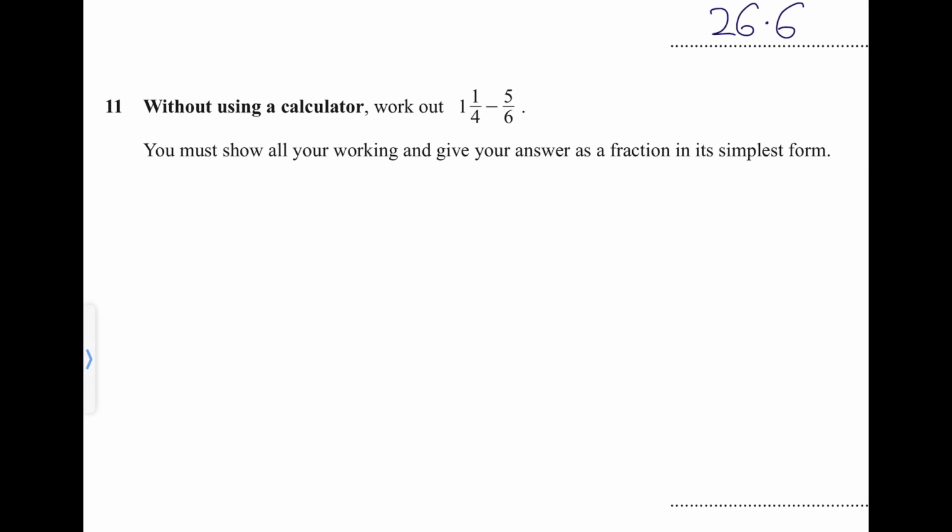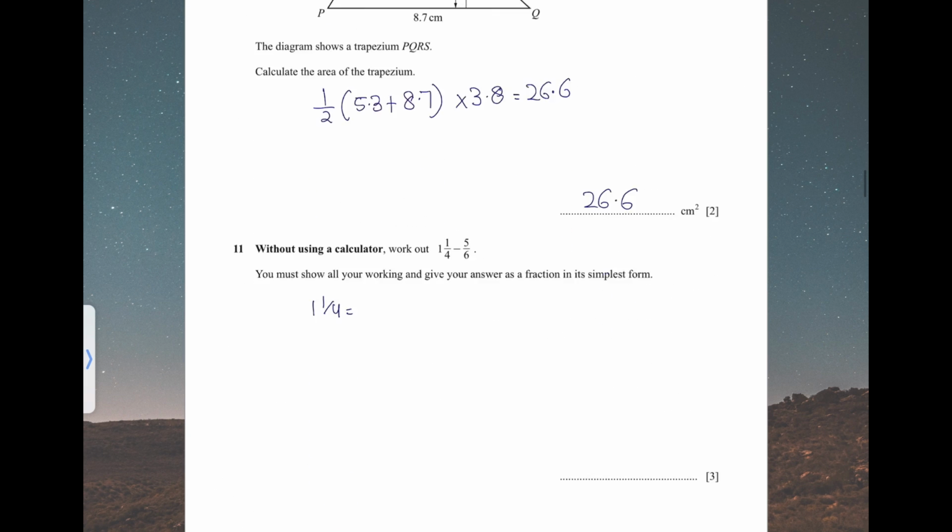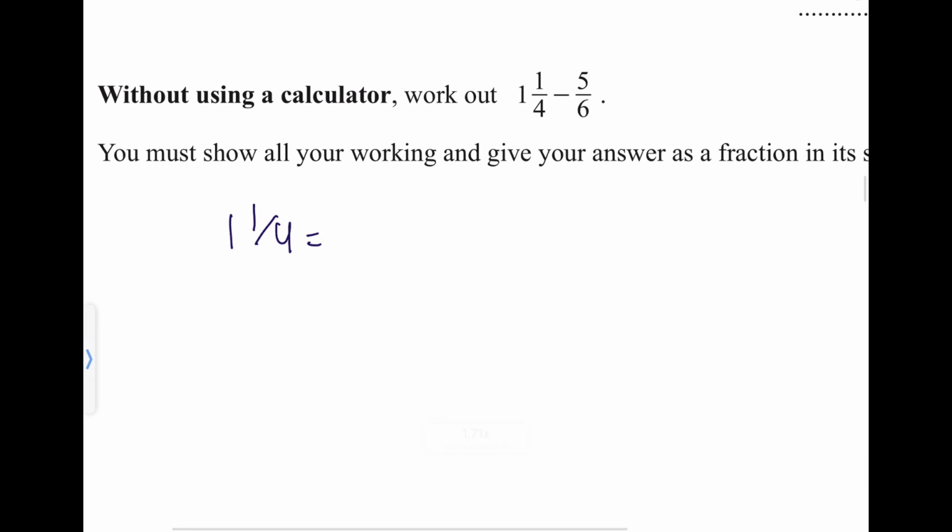So first of all, I need to convert the mixed fraction to a normal fraction. So 1 by 4 is basically 4 into 1, that is 4 plus 1 is 5. So 5 over 4 minus 5 over 6.